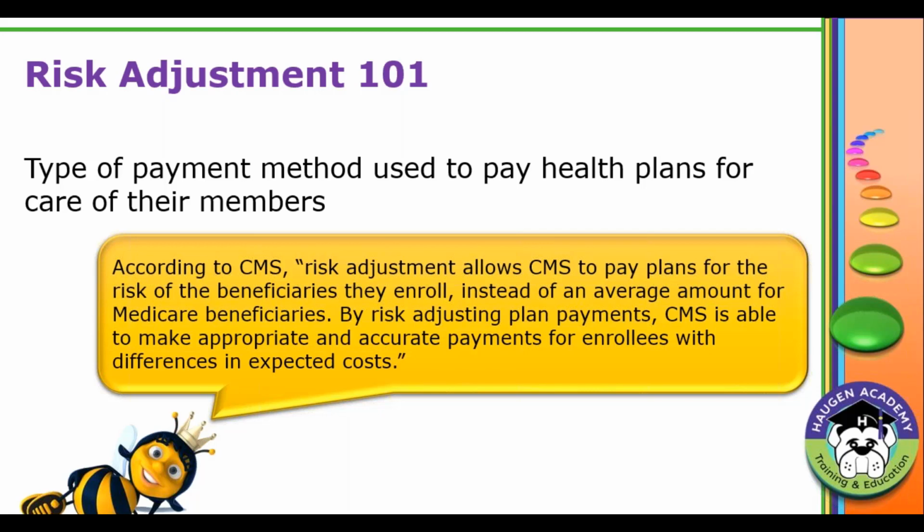So this is a quote from CMS, but what they're saying is that risk adjustment allows CMS to pay the plans not just an average amount for their Medicare beneficiaries, but they can risk adjust that amount and make more appropriate and accurate payments to the plans based on what the expected cost would be to take care of that member. So it kind of helps them level the playing field and really pay the plans what they should be expected to pay out for the cost of taking care of that member.